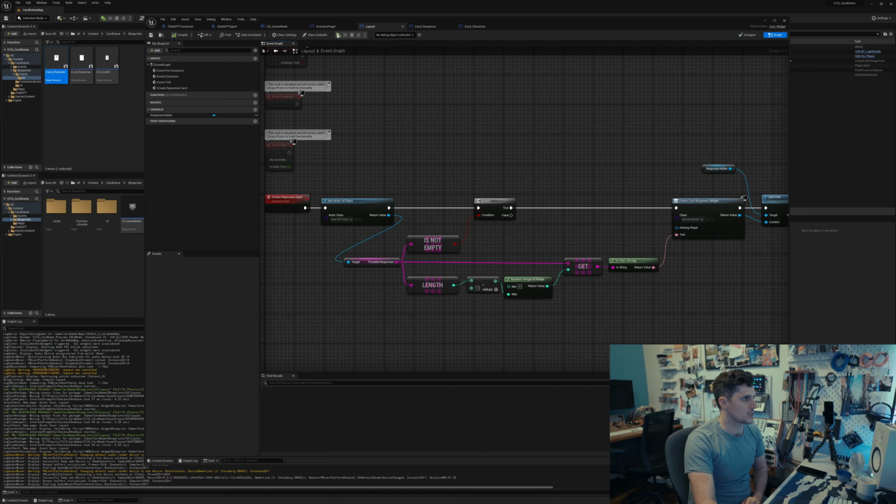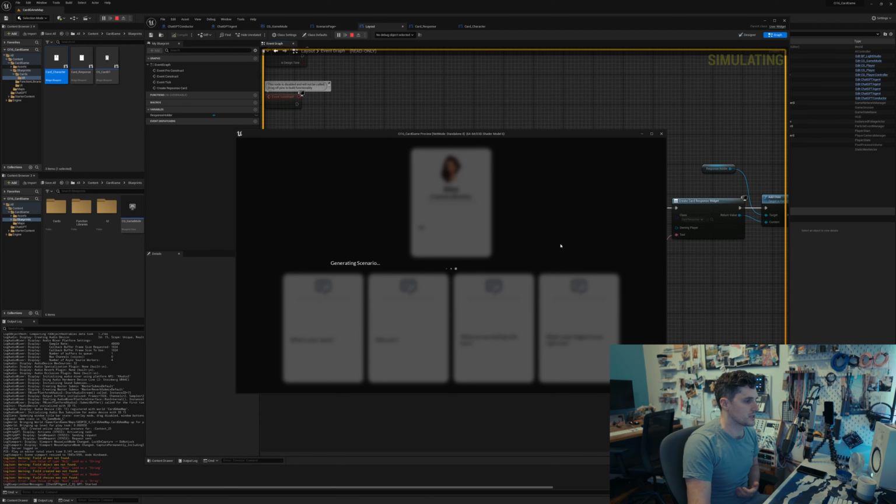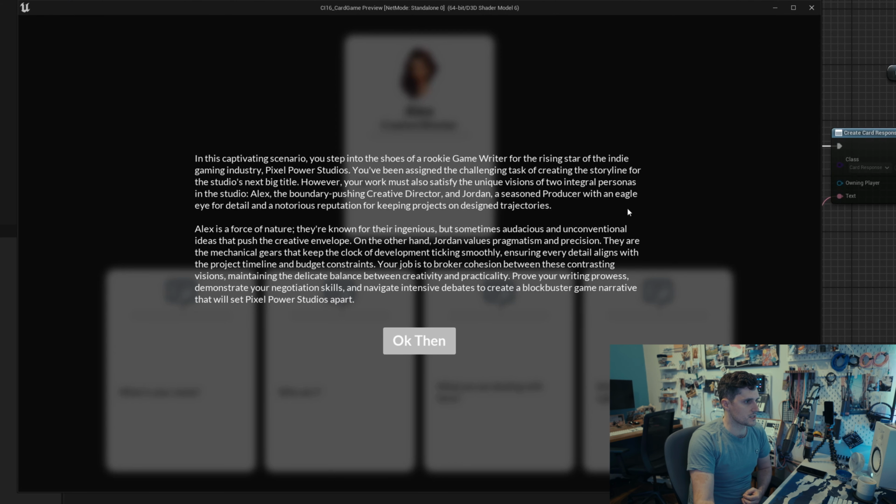Right, so let's load up the game. First of all, the game will generate a scenario for us. It'll give us what we're doing in the game, and it'll tell us about some of the characters that we're going to interact with. Here we go. We've got our scenario.